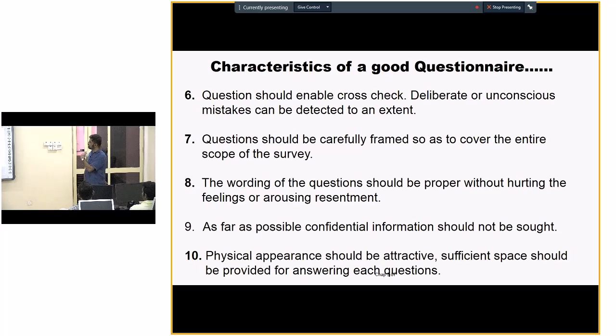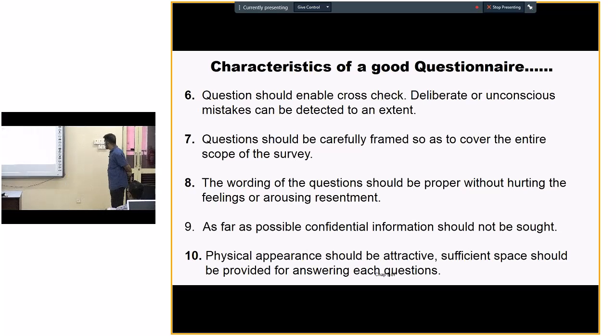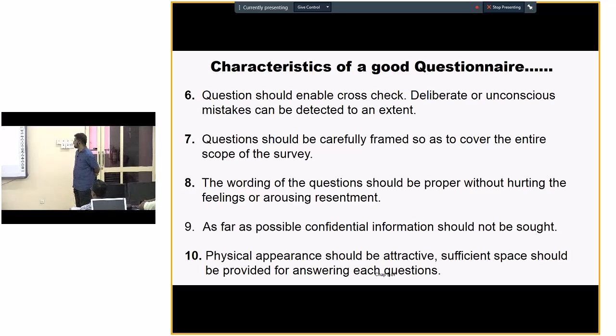Before the sample survey, we have to arrange the questionnaire including all important variables. We have to have a checklist to test that questionnaire, right? Whether we cover all independent variables and dependent variables from this questionnaire. We have to have a checklist. Then the wording of questions should be proper, without hurting feelings or arousing resentment, right? There may be some double meaning words, or sometimes we have to think about the area, right?